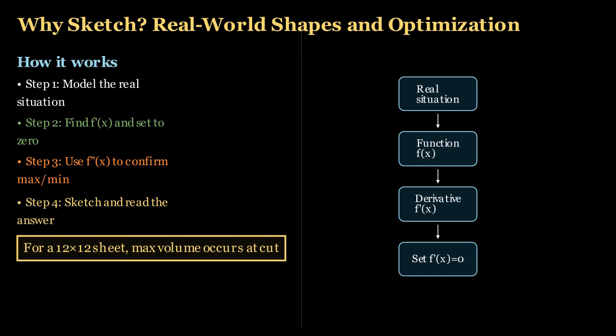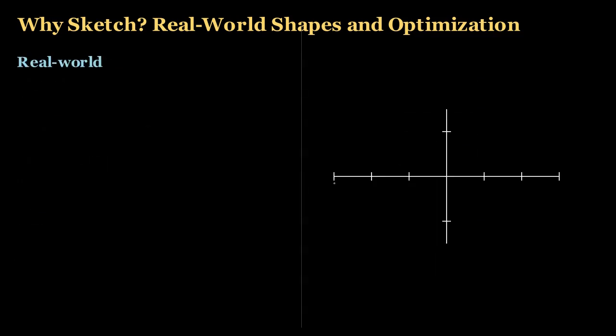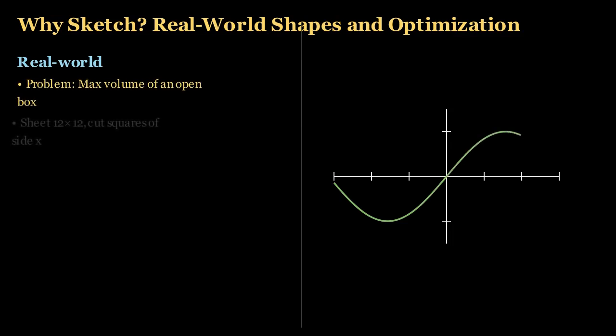We take the derivative, using the product rule and chain rule we learned earlier. Setting V'(x) to 0 gives two critical points, x = 2 and x = 6. Now x = 6 would mean cutting out half the sheet, the base would be 0, so the volume is 0. That is a minimum. The second derivative at x = 2 is negative, confirming a maximum. So the best cut size is 2 inches.